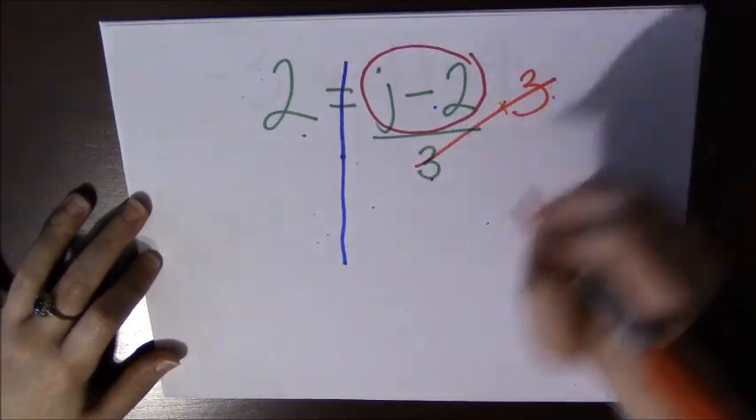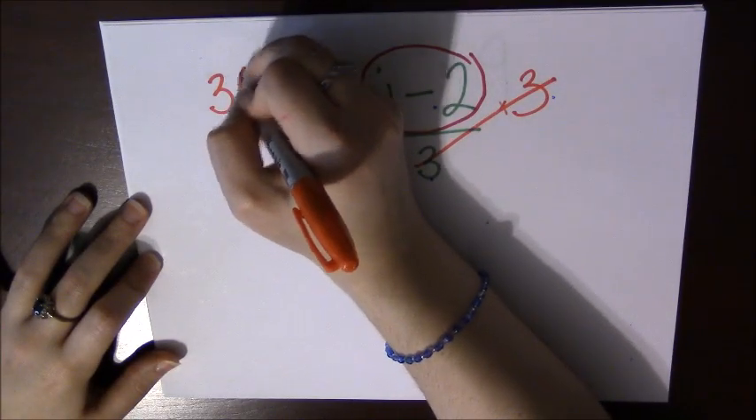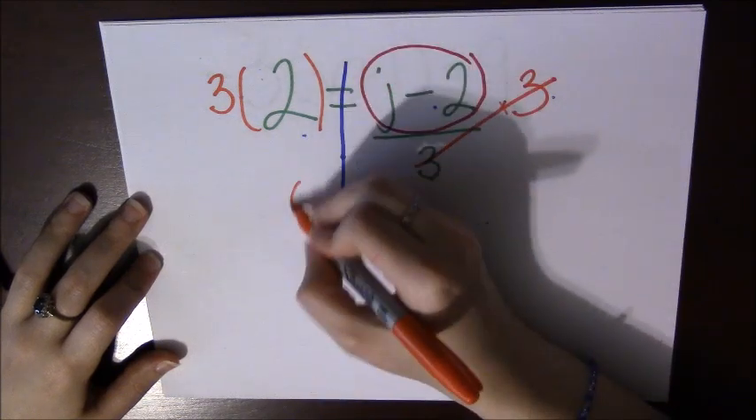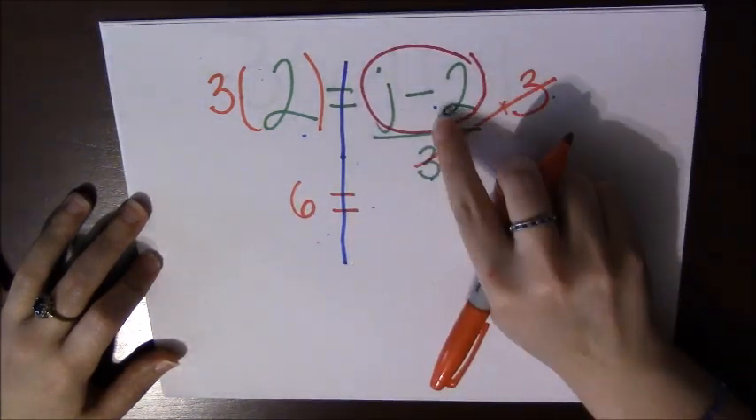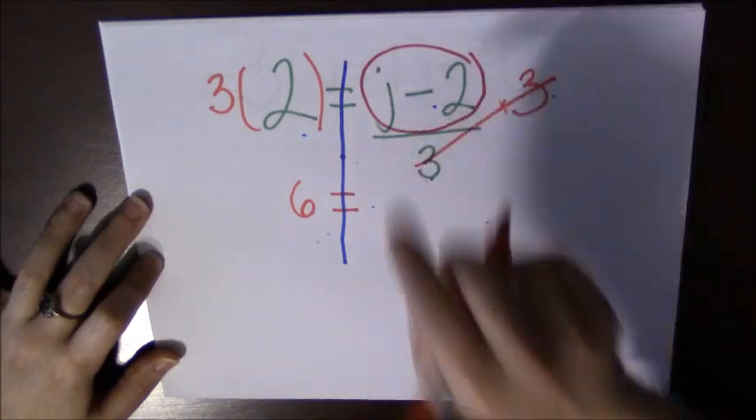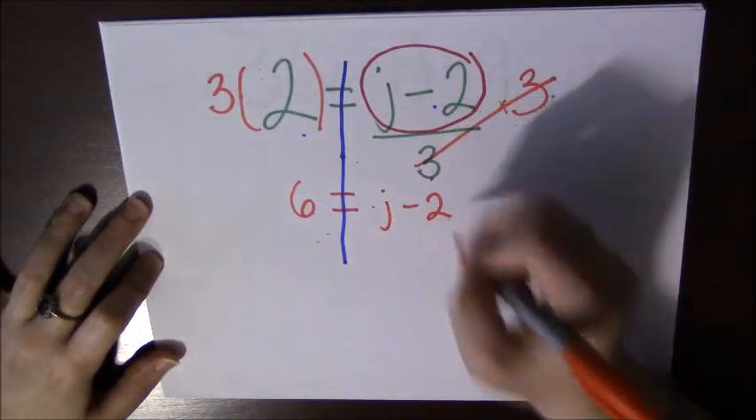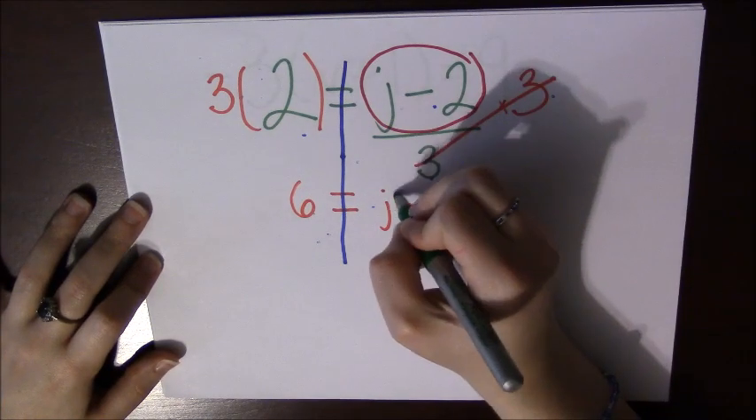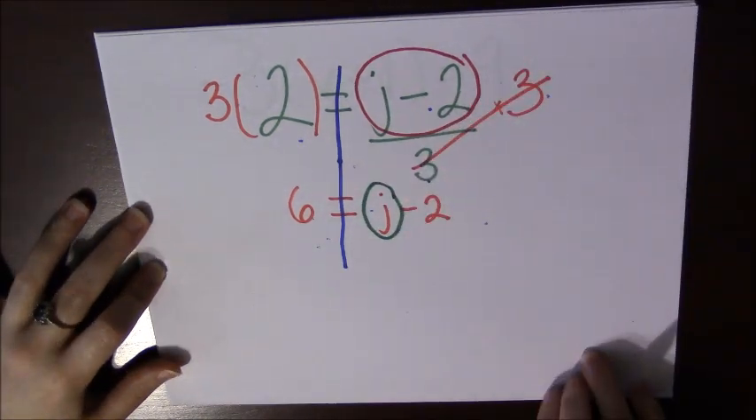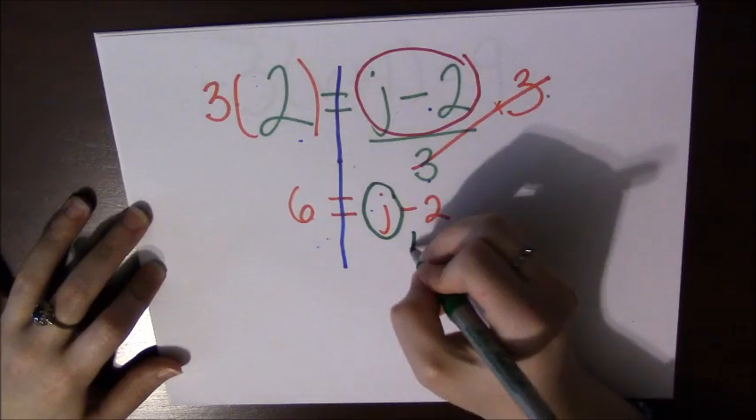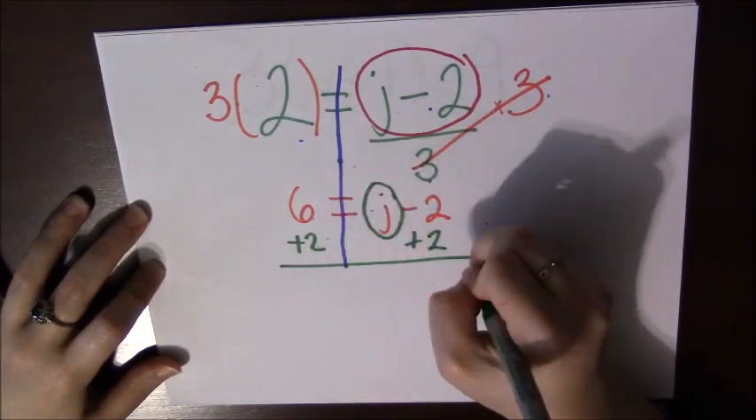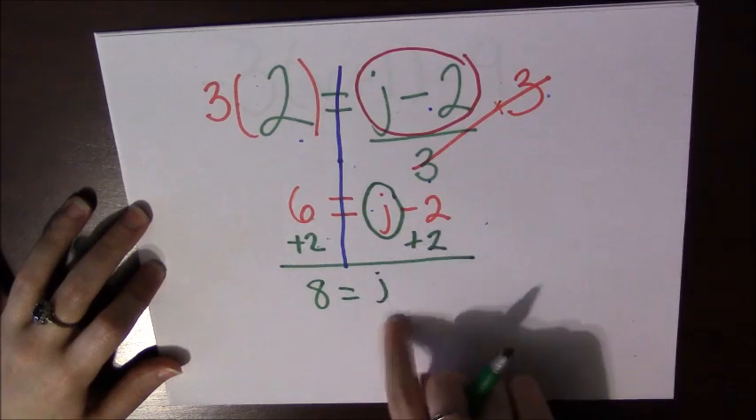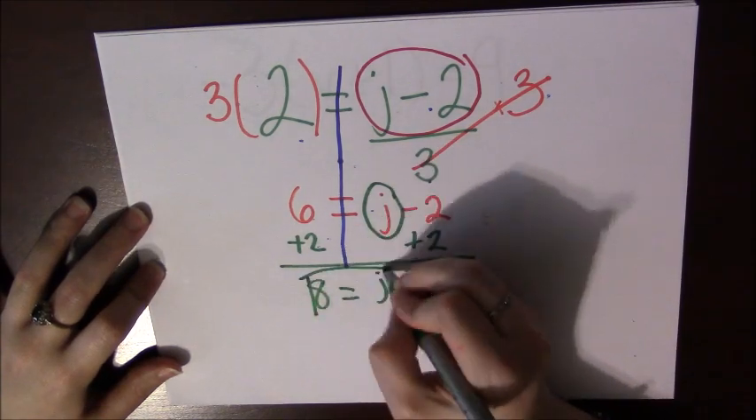So these cancel. Multiply this side by 3 to keep it consistent or balanced. So 3 times 2 is 6 equals, now remember, I circled the entire numerator, so j minus 2 must be brought down. Then I go through, circle my variable and coefficient, and what's opposite of minus 2? Add 2 to both sides. So 6 plus 2 is 8. 8 equals j. So j equals 8, and that is my answer.